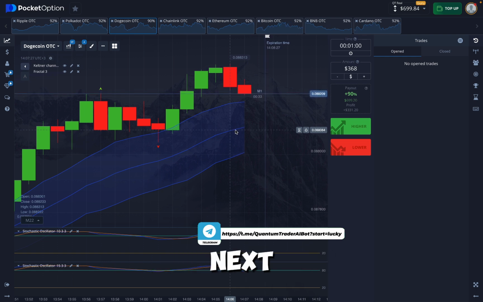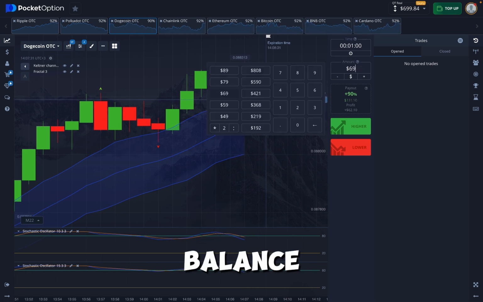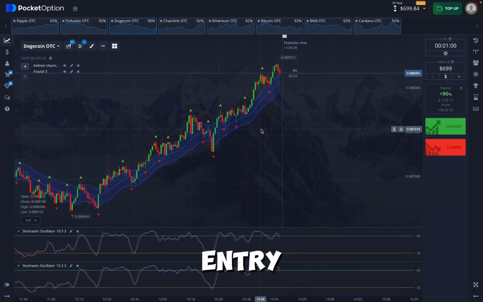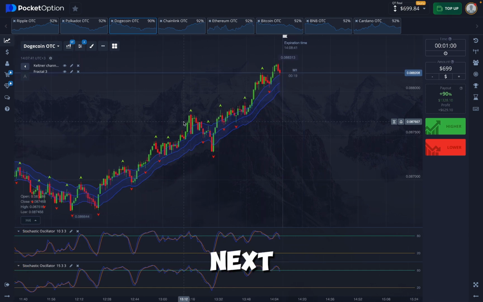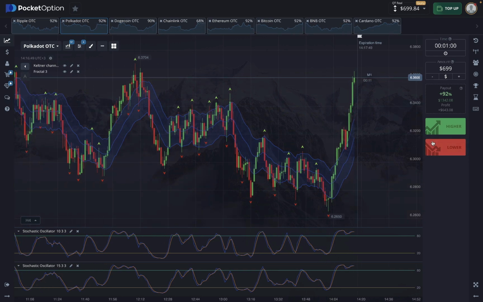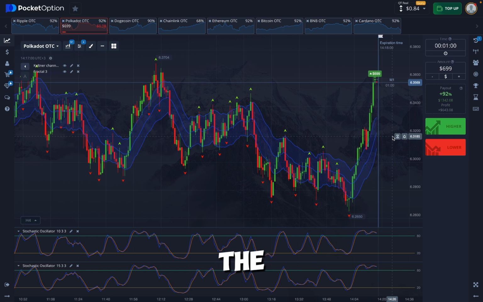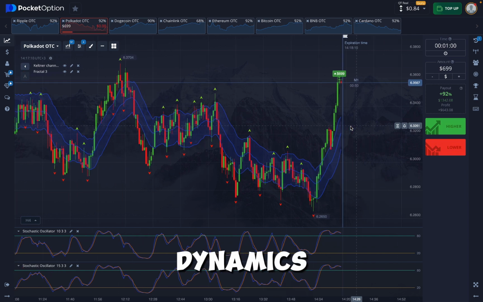Let's also make the next trade again. I will open for the maximum amount of the balance. We will take the risk again. In general, we will select the next entry into the transaction and continue the analysis and select the next cryptocurrency. And let's try to open a deal to increase in the direction of this momentum. Of course, it would be very dangerous to open a deal against the direction of dynamics here.